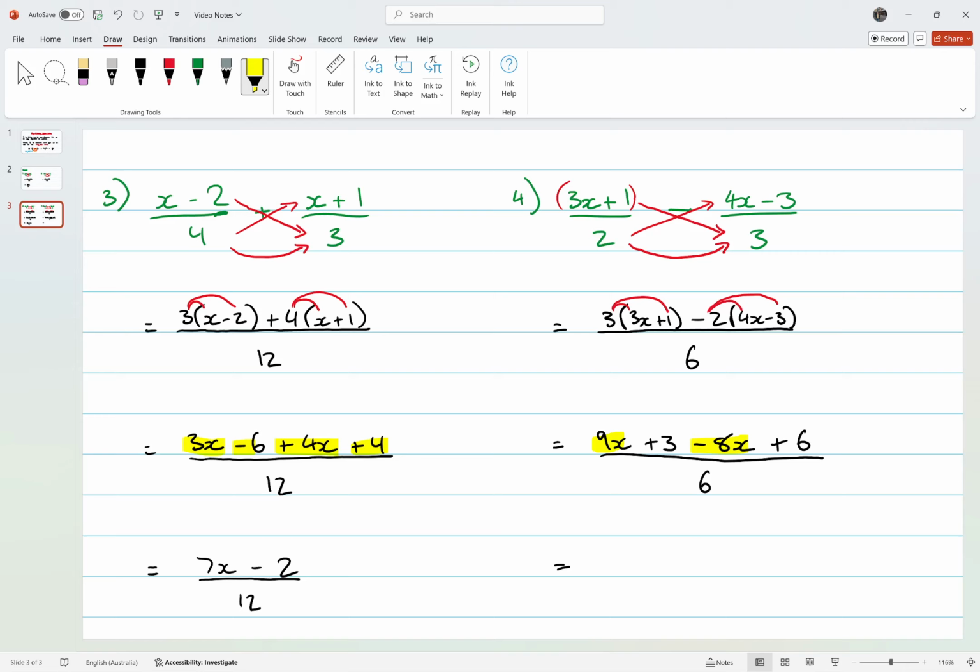9x minus 8x is just x. And then 3 plus 6 equals 9. So this is plus 9, and that's over 6. And there's nothing we can simplify. There are no common factors of 1, 9, and 6, so we don't do anything else to that.